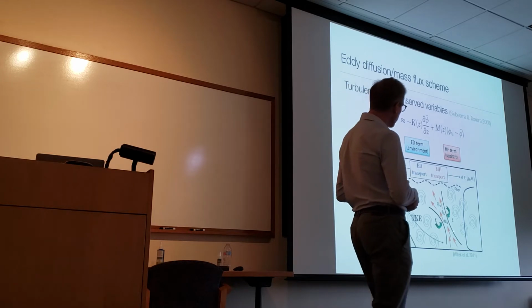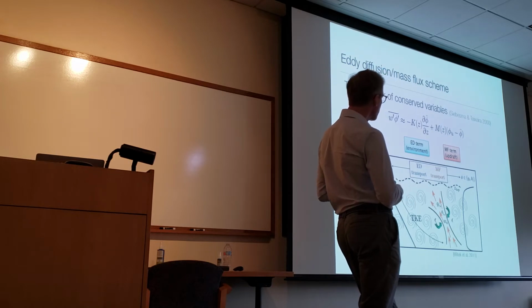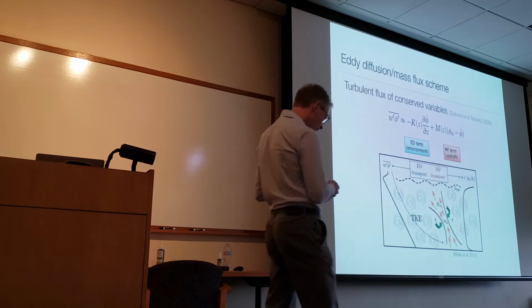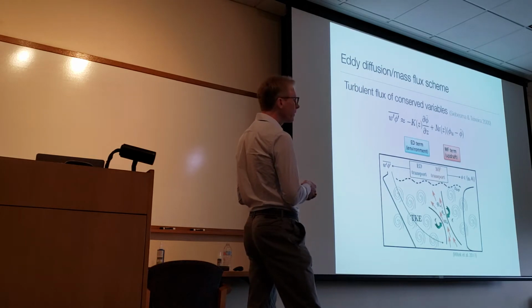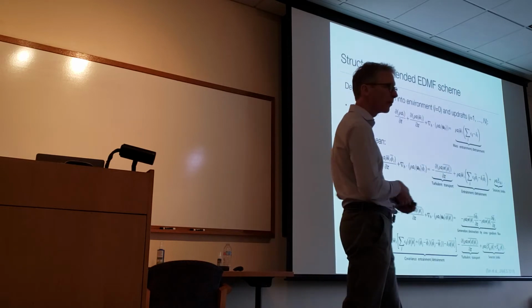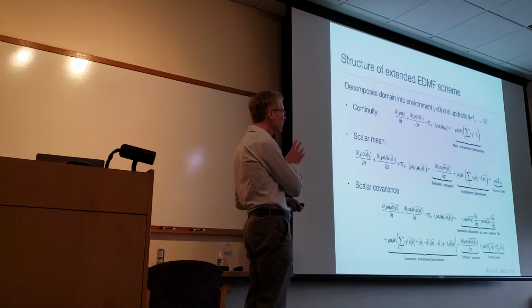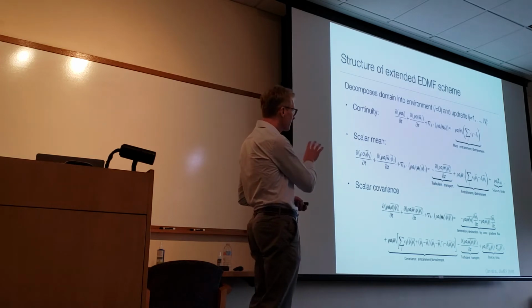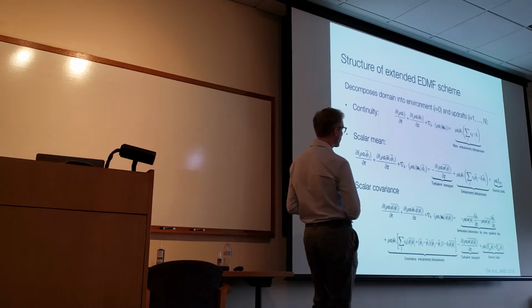In the cartoon picture, again, we have these coherent updrafts modeled by the second term and more isotropic turbulence modeled by the first term. And then you have to come up with closures for K and for M. And for K, what we do is, well, this is what we do. Bear with me for a second. Even if the details are maybe a bit much, I think the essence is not so hard to understand about what's going on here.